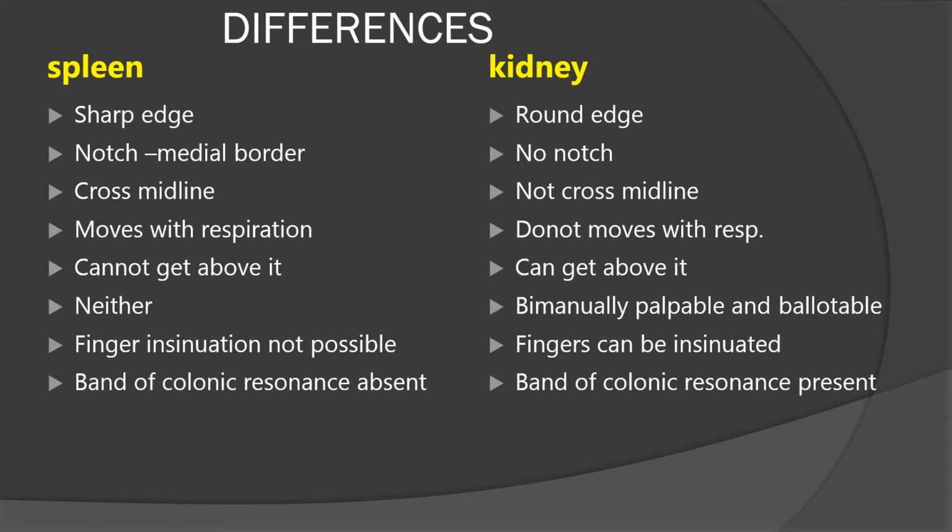Spleen crosses the midline. Kidney does not cross the midline. Spleen moves with respiration. Kidney does not move with respiration as it is a retroperitoneal organ. We cannot get above the spleen. We can get above the kidney.